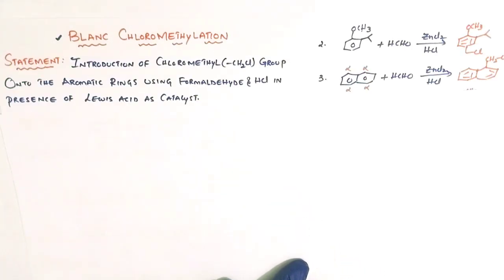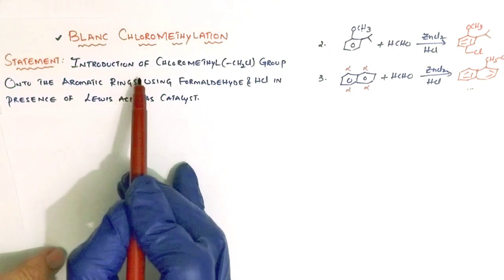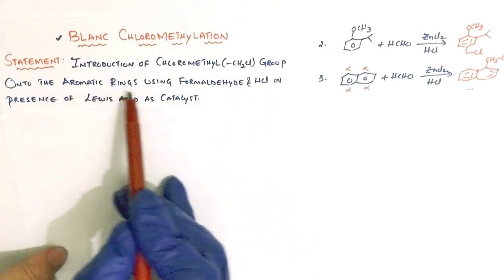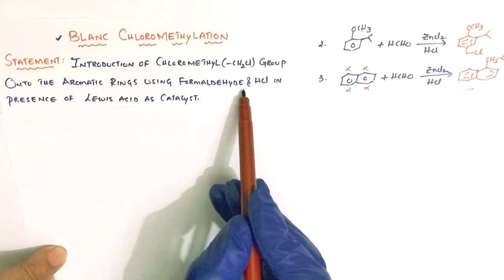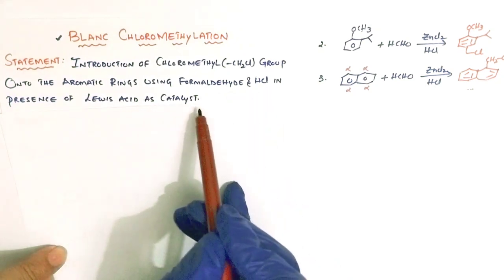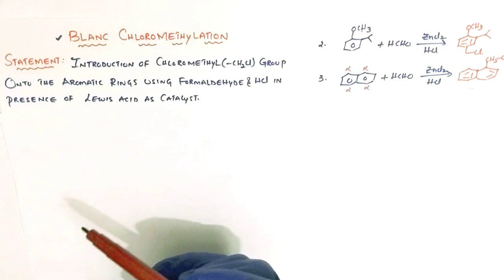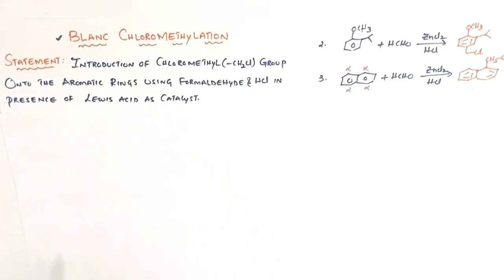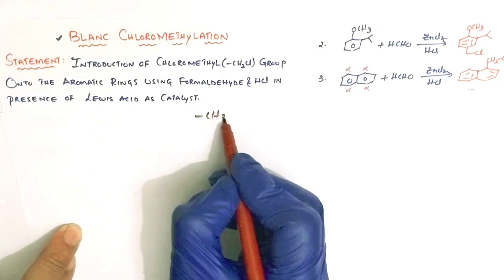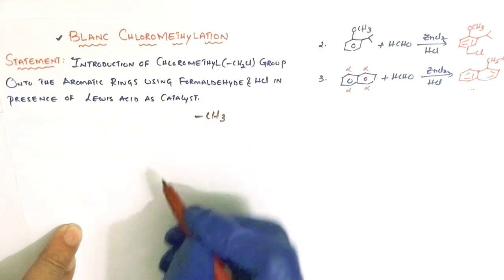Let's discuss the next name reaction, that is Blanc chloromethylation. See the statement. Introduction of chloromethyl group onto the aromatic rings using formaldehyde and HCl in presence of Lewis acid as a catalyst is commonly called as Blanc chloromethylation. Methylation means introduction of methyl group, right?